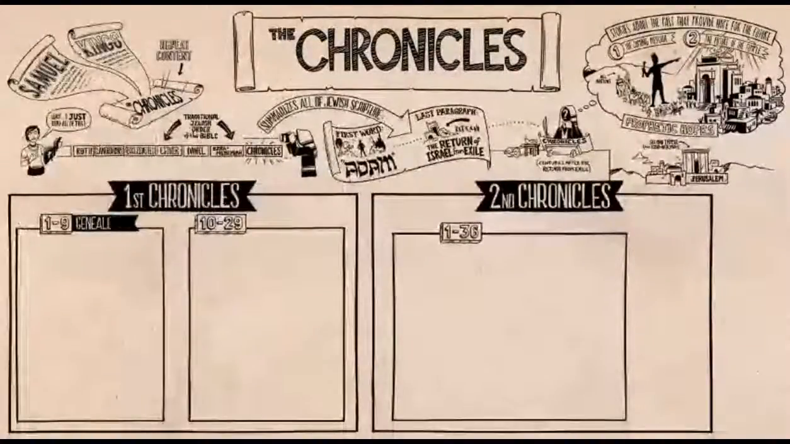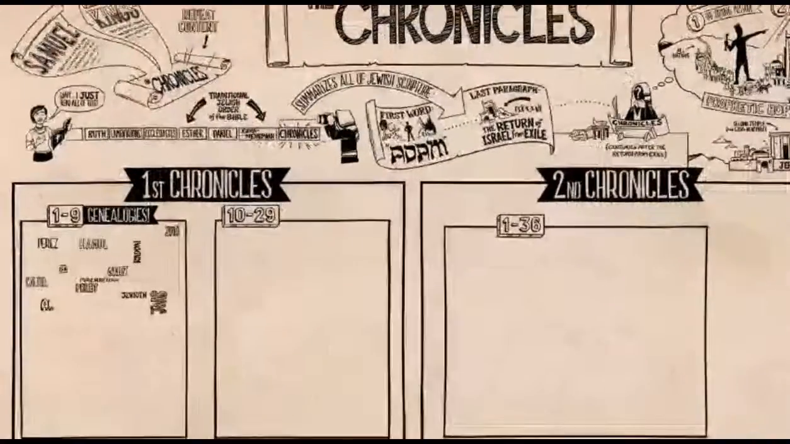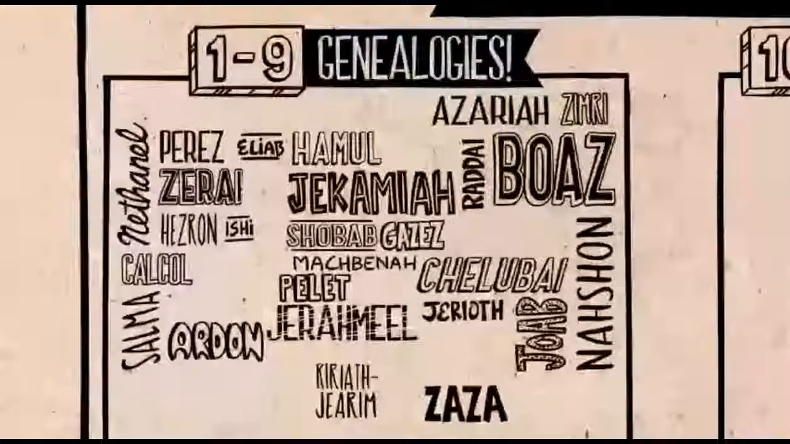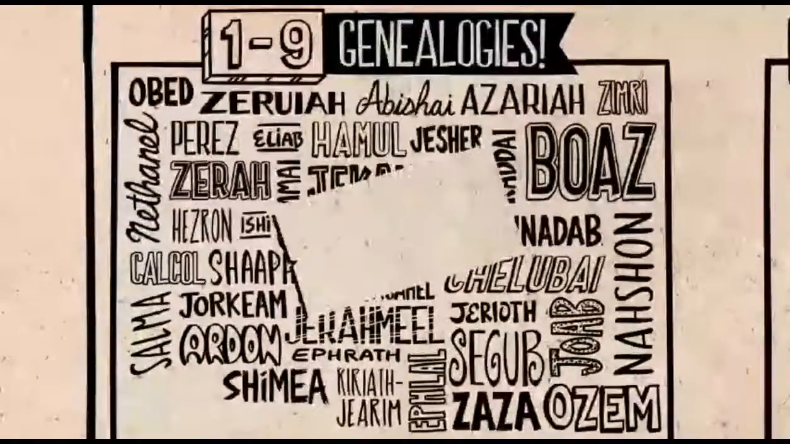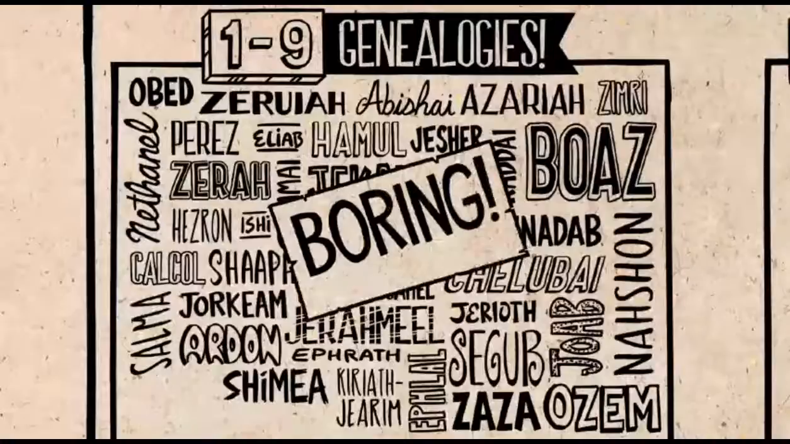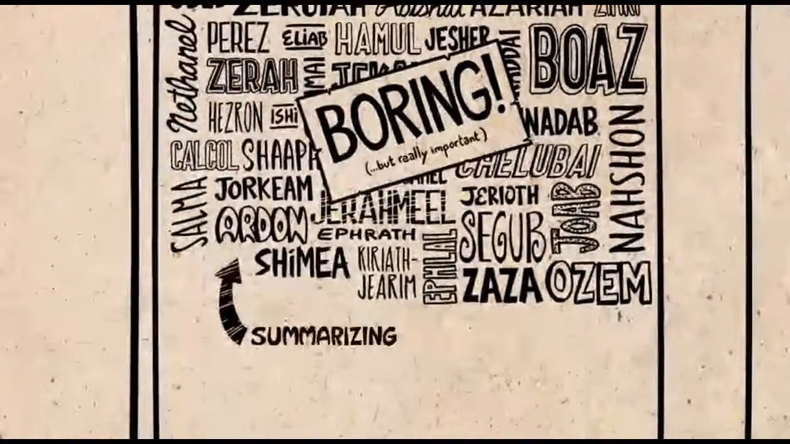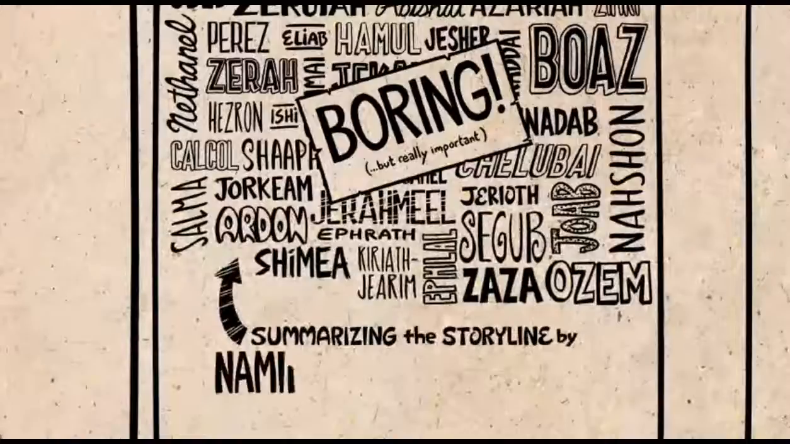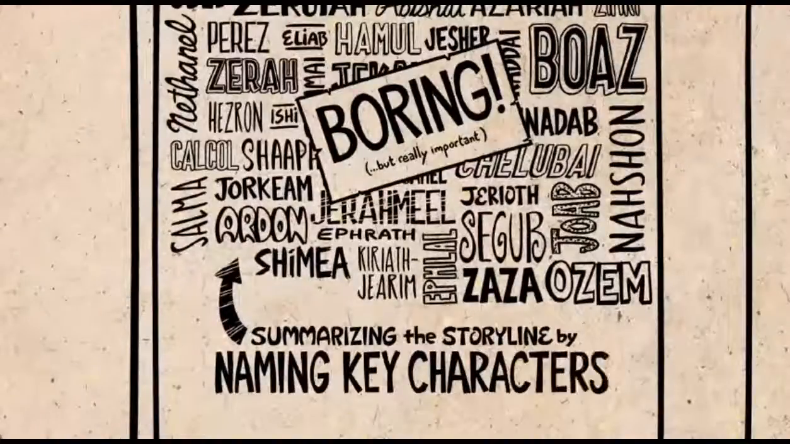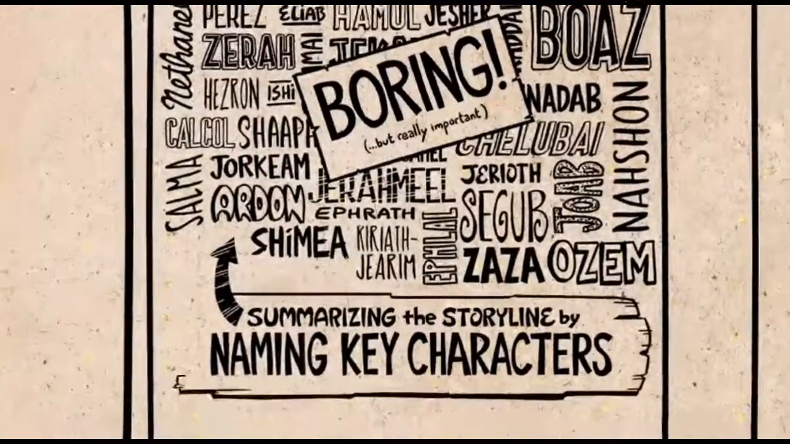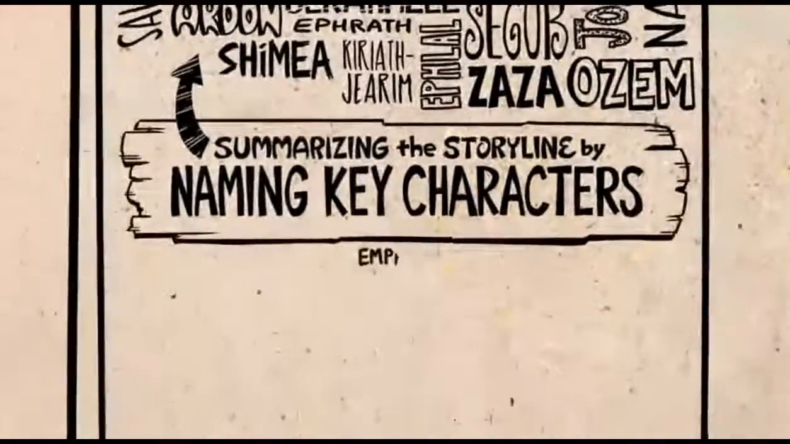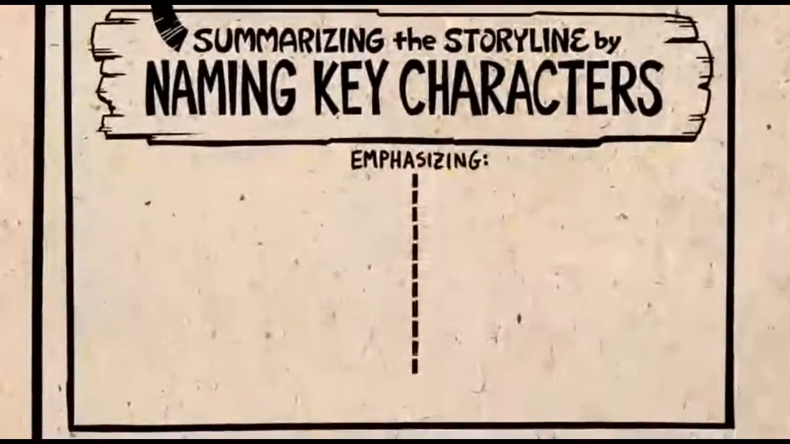First Chronicles begins with 9 chapters of genealogies, long lists of names. And you'll read these and think that this is kind of boring, and that may be true for you, but actually they're very, very important. The author is summarizing here the whole storyline of the Old Testament by naming all of the key characters in the stories. And as he does so, he shapes the genealogies to emphasize 2 key lineages.